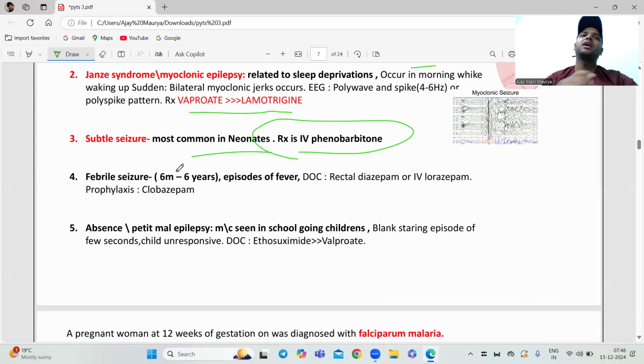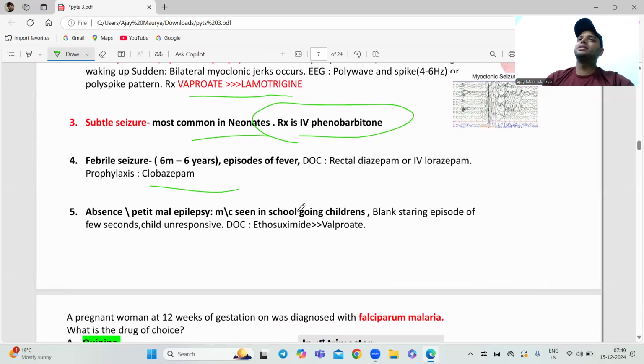Febrile seizure occurs in children 6 months to 6 years old, with an episode of fever. Drug of choice is rectal diazepam or lorazepam. Prophylaxis is with clobazam. Absence, I told you, is petit mal, seen in school-going children. There is a blank staring episode. See, children with absence sit on the benches while going to school like this. They will lose consciousness and blink their eyes multiple times like this.